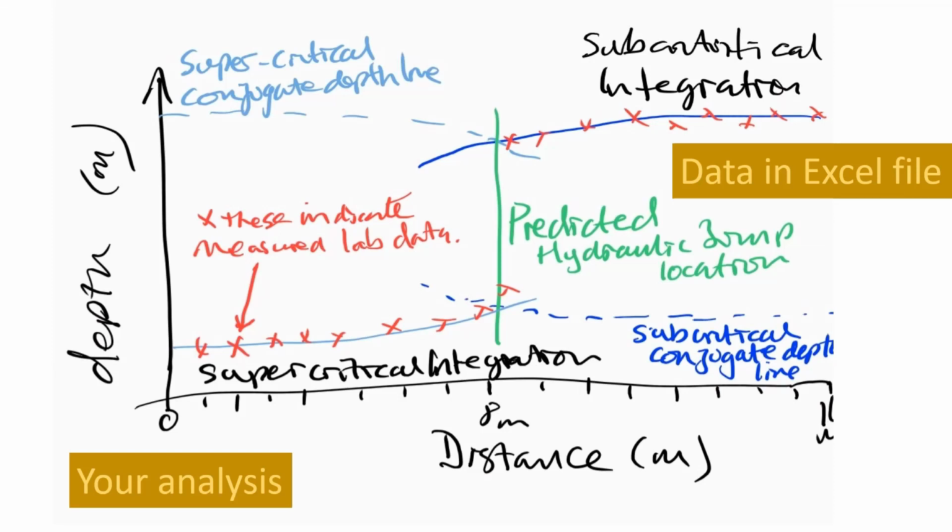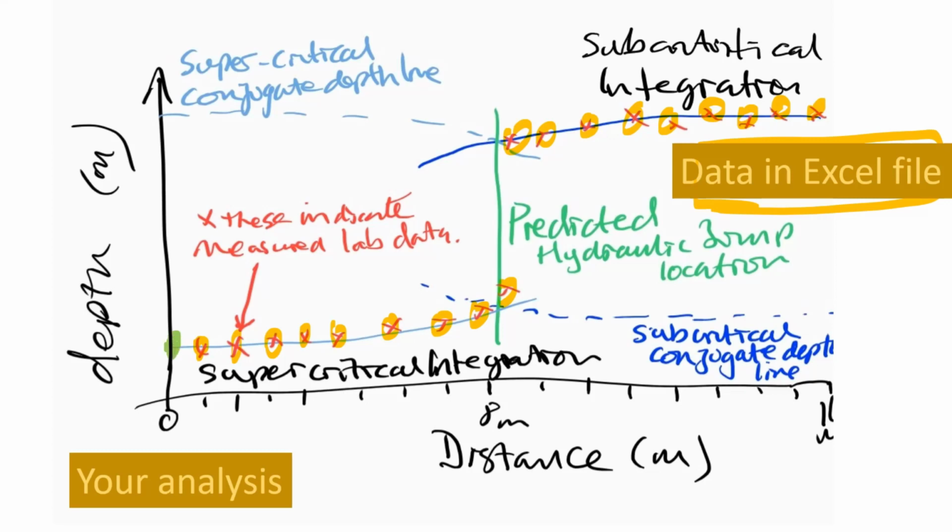So what have you got to do with this lab? You have to produce a graph rather like this. Now it's explained more in the lab report, but I may just go over it slightly here. You're going to be plotting your measured data, or the measured data that is in the Excel file that you'll find in Minerva, and these red triangles, crosses, are the measured data. Then you will be doing an integration. Well, in fact, two integrations.